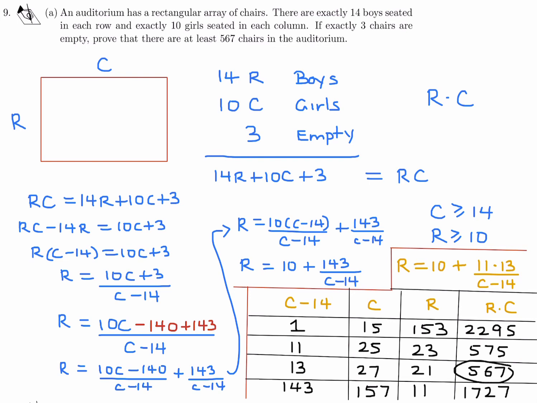That's the minimum number. It could be greater, it could be 575, it could be 1727, or it could be 2295. But the minimum number of chairs in order for this all to work according to the question stem and their criteria is 567.